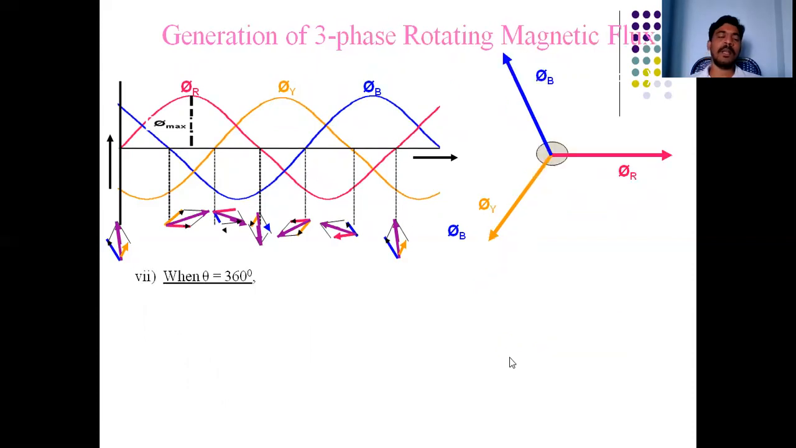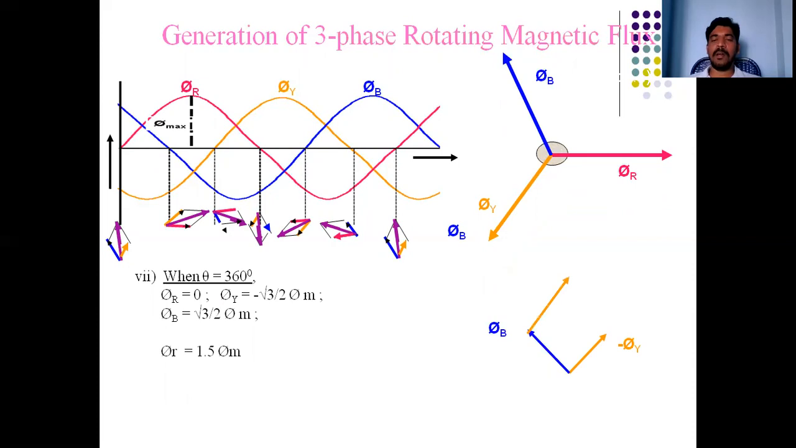Similarly, for 360 degrees, phi r is equal to 0, phi y is the negative value, phi b is the positive value, resultant is 1.5 phi m. When we construct a parallelogram, it is similar to the first case. Means 0 and 360 are both similar.